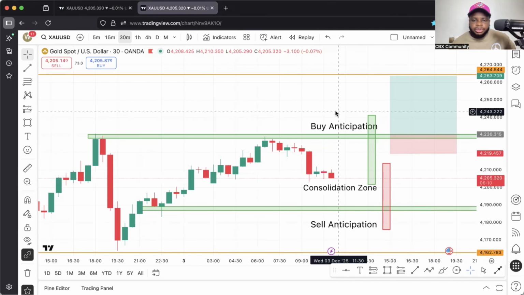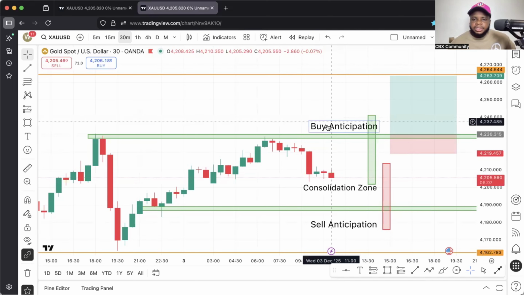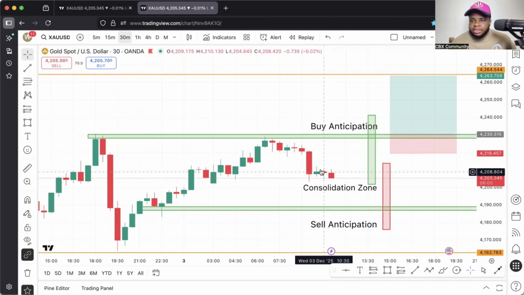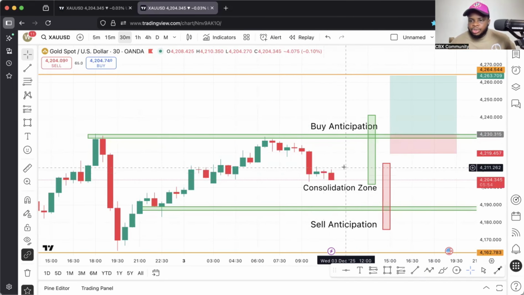So let's be patient. We don't need to do anything, since from this resistance zone down to this support zone is a consolidation zone. This candle has broken the high of this previous bearish candle, and the candle wants to come down to break the low of the candle. So let's see. And this recent 30 minutes candle is left with 5 minutes before this candle will close. So let's see what this candle wants to do.